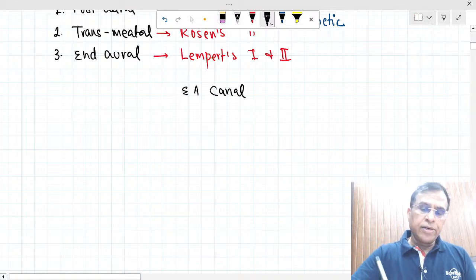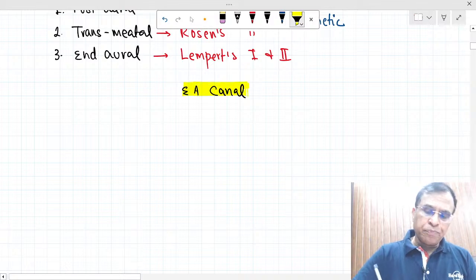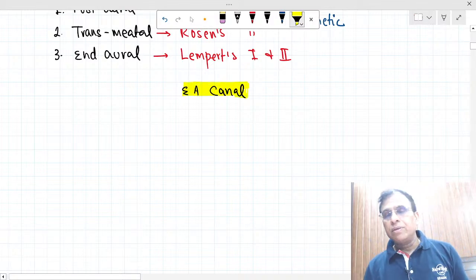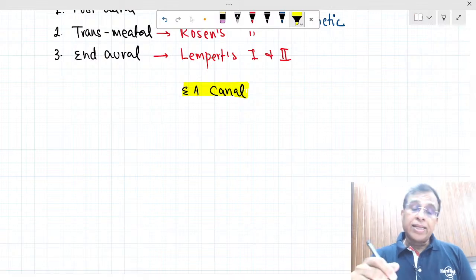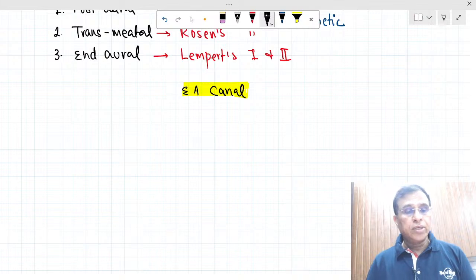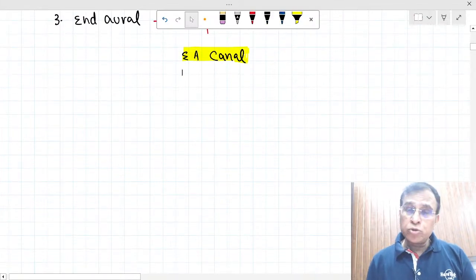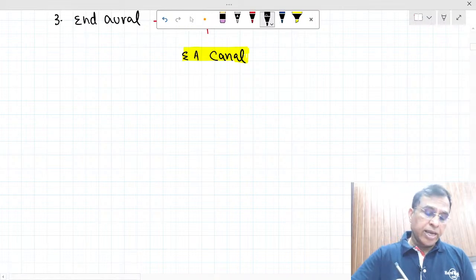Now, external auditory canal, I'll tell you 6 or 7 points. First I'll tell you points which are less important from the exam point of view, but you should still know them, and then I'll tell you 3 or 4 points which are very important from the exam point of view. The points that are less important but you should still know are, A, the length of the canal.